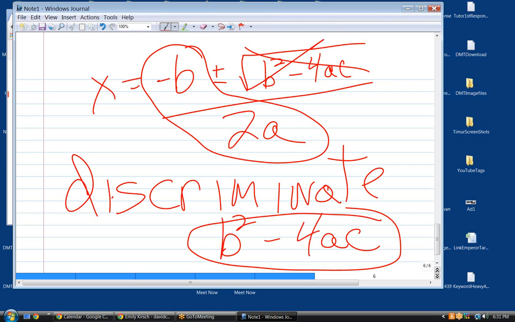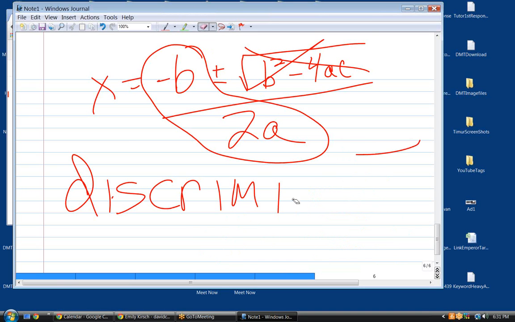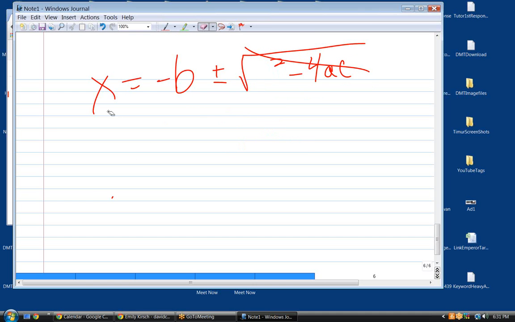Okay. And that's everything you need to know about the discriminant. Except how to spell it. I didn't spell it right. It's discriminant. Like that. Okay? All right.